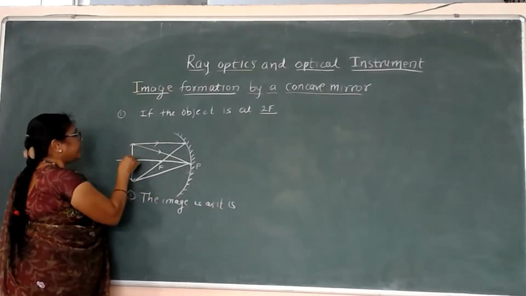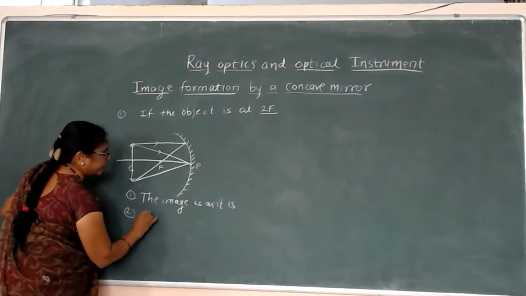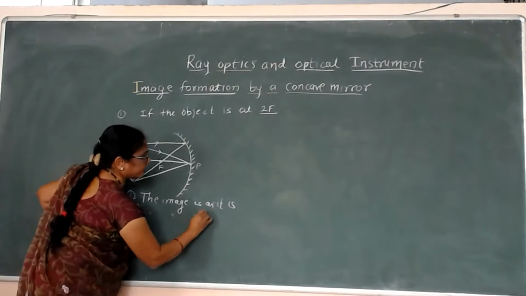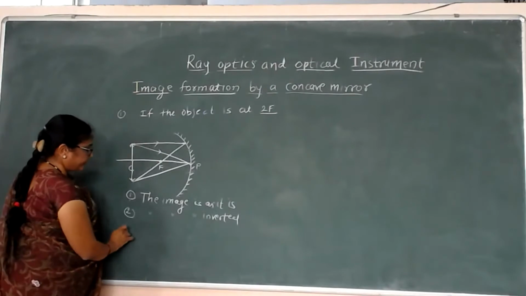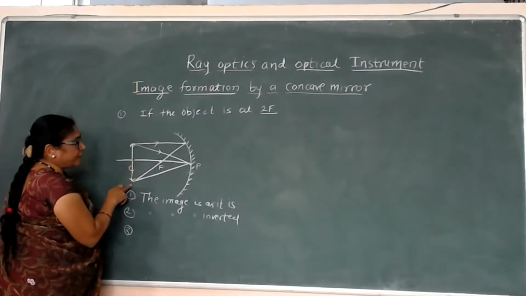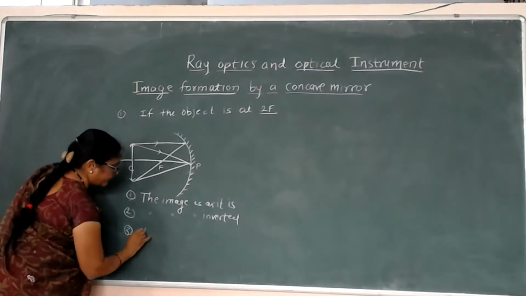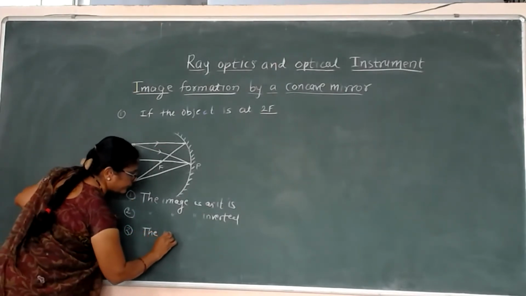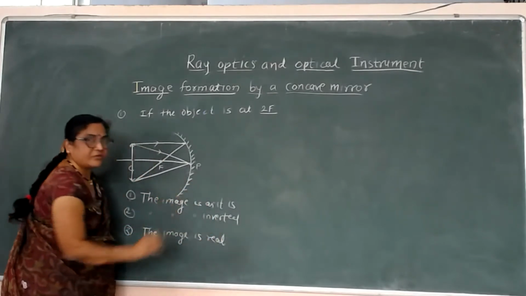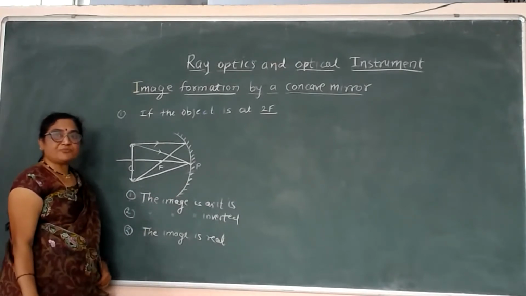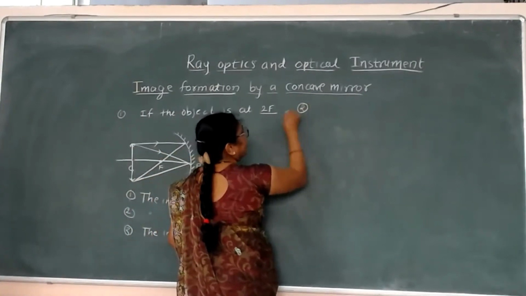See here, the second point is that the image is inverted. Third point: here, the image is found due to converging rays, so the image is real. So these are the points when the object is at 2F.